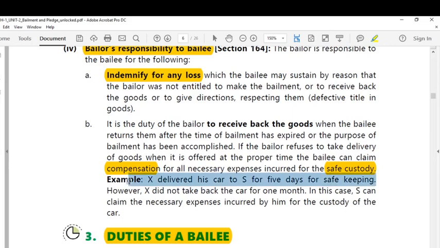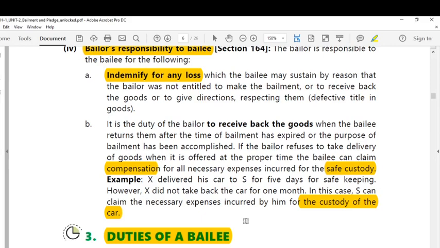Say if you see this example, you will understand. X delivered his car to S for 5 days for safekeeping. However, X did not take back the car for 1 month. So in this case, S can claim the necessary expenses incurred by him for the custody of the car. So here X has to take the car back within 5 days, but he takes it only after 1 month. So for another 25 days, Mr.